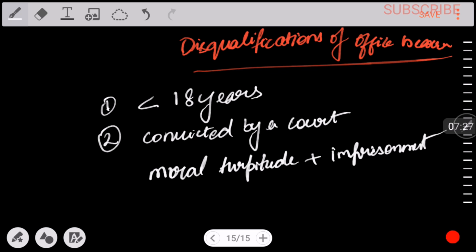So there are two disqualifications. The person is less than 18 years of age, and the second one is convicted by a court of an offense involving moral turpitude and sentenced to imprisonment. What is moral turpitude? It is a very, very bad crime which the person has done, and the society totally opposes such crime. That is, it is a very shameful crime.